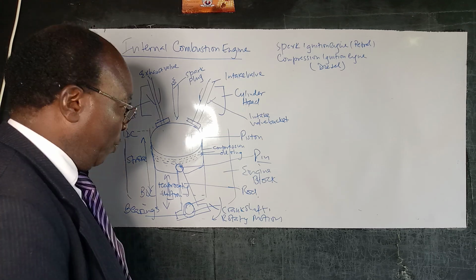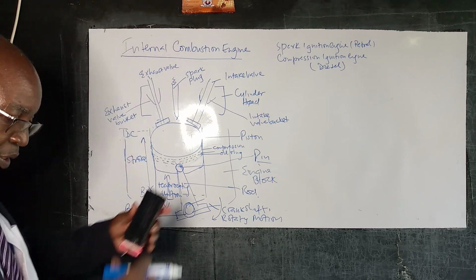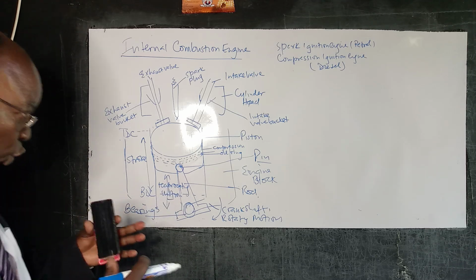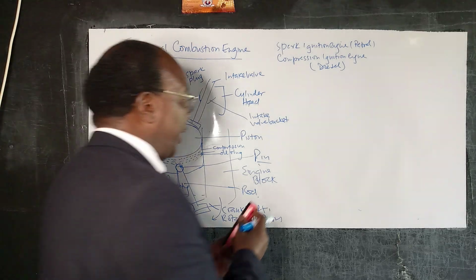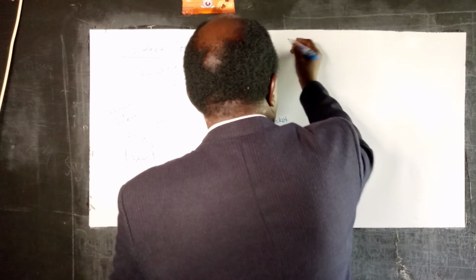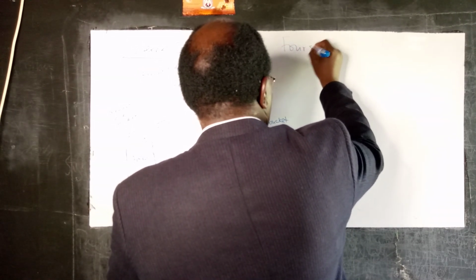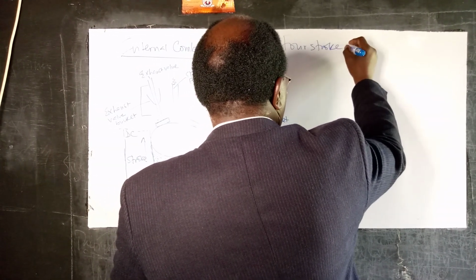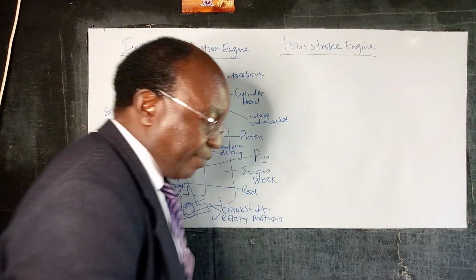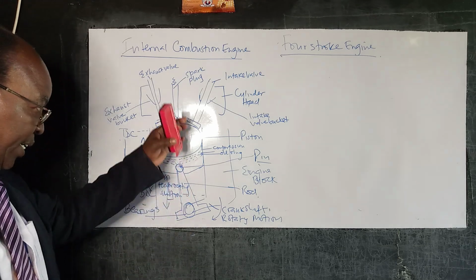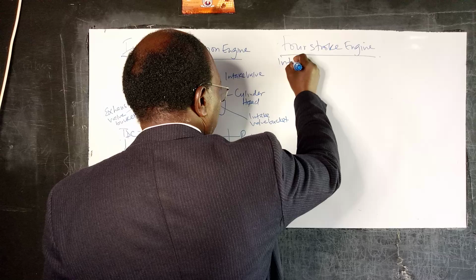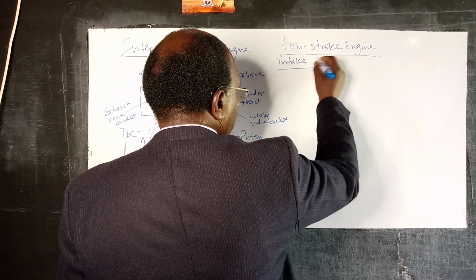Now, we have just seen in passing what we are talking about. We're talking about some very interesting unit. Now, for the four-stroke engine, we have several steps which happen in terms of the four processes. The first one is the intake stroke.